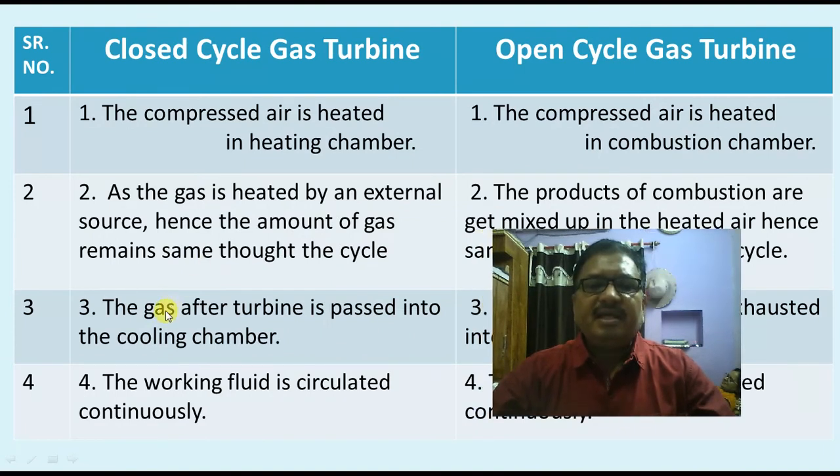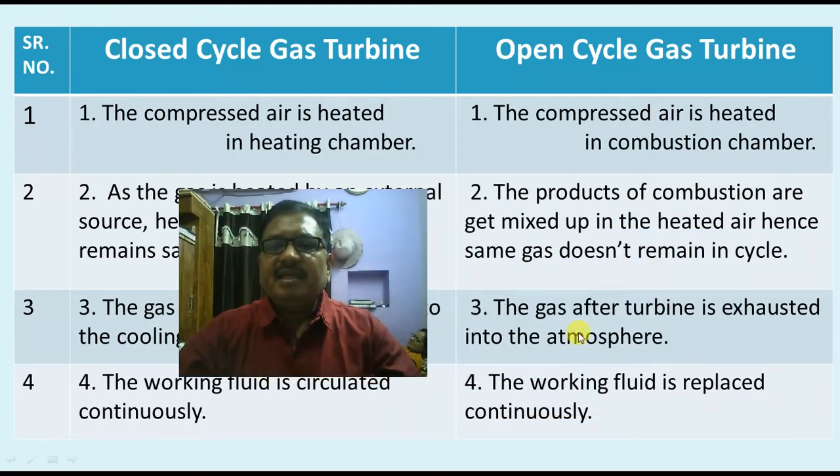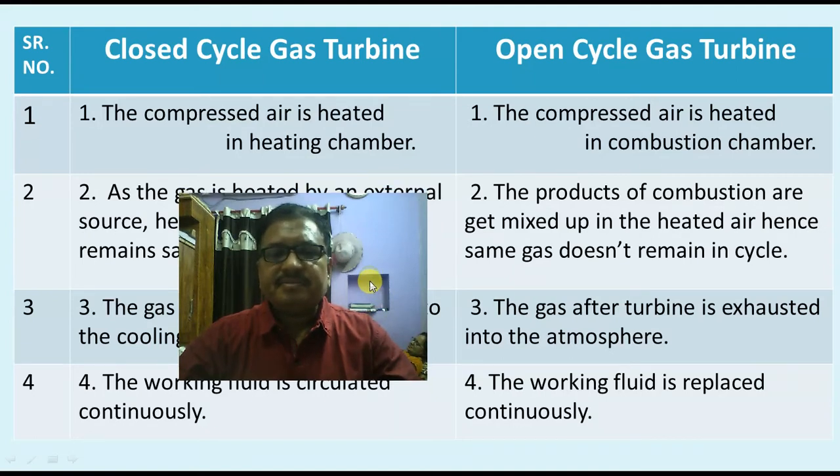The third point, the gas after the turbine is passed into the cooling chamber. In case of closed cycle gas turbine, the gas or the working substance is cooled before it enters into the compressor for the next cycle. But in case of the open cycle gas turbine, the gas is exhausted into the atmosphere, so no cooling is required. It is directly going to the atmosphere. The gas means the working substance which leaves the turbine.